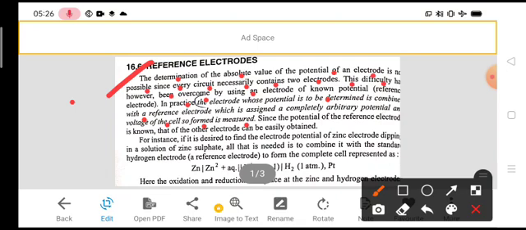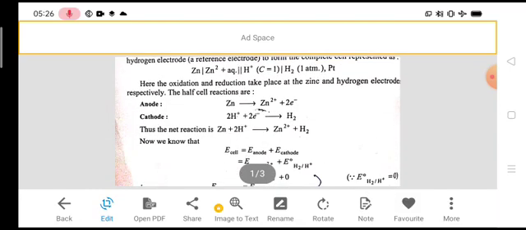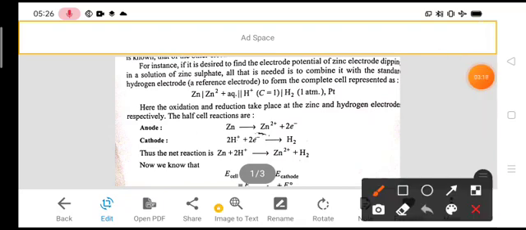For example, if it is desired to find out the electrode potential of a zinc electrode dipped in a zinc sulfate solution, it must be combined with a reference electrode like the normal hydrogen electrode to form the complete cell. So when the zinc electrode dipped in zinc sulfate solution is combined with the normal hydrogen electrode, which is called the reference electrode, the total cell representation is like this.